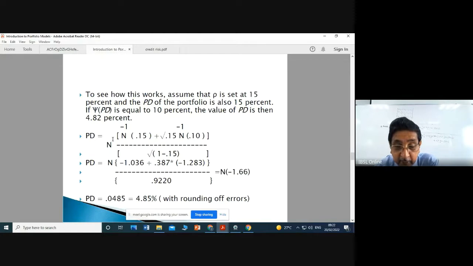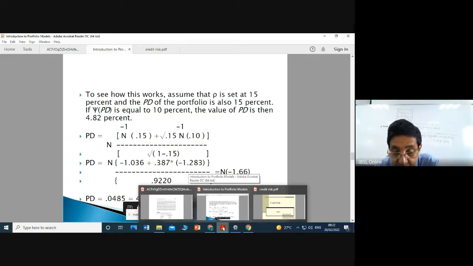Right. I think you have this normal curve table, no? Shall we get it?